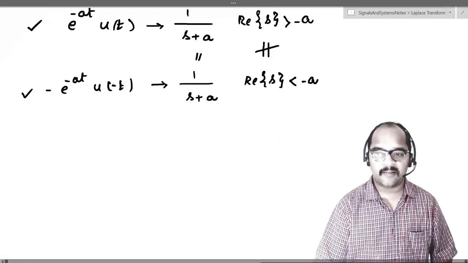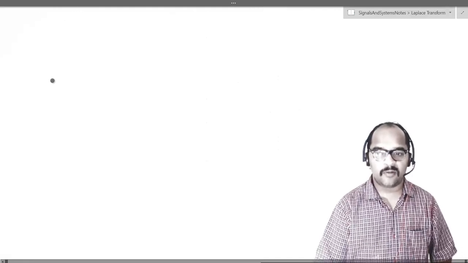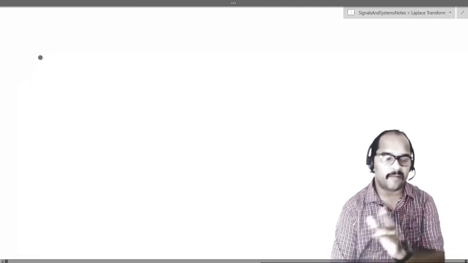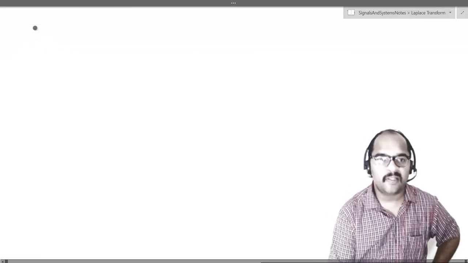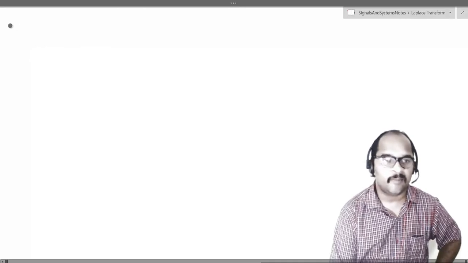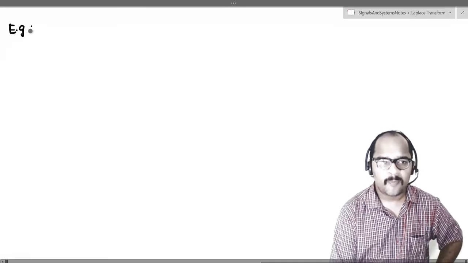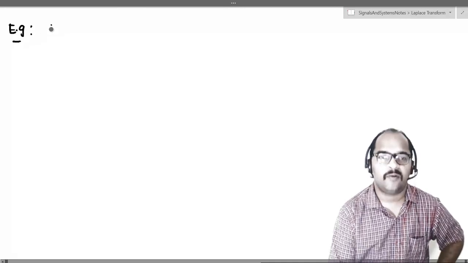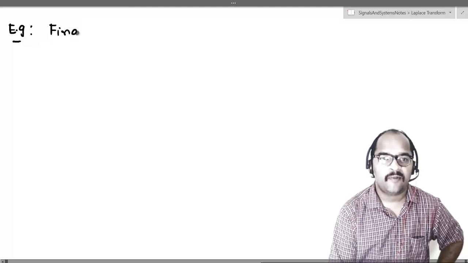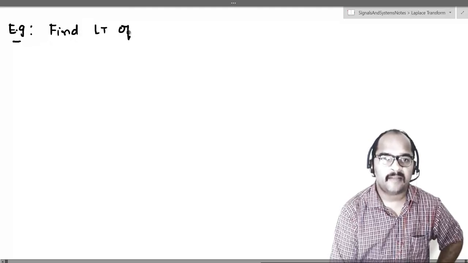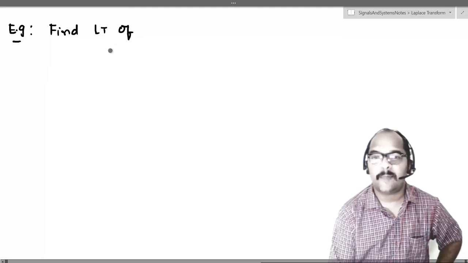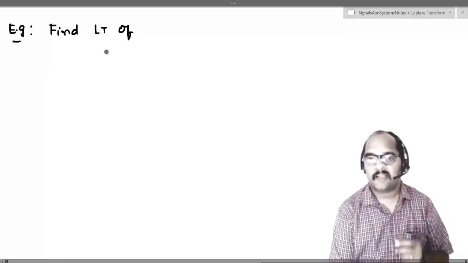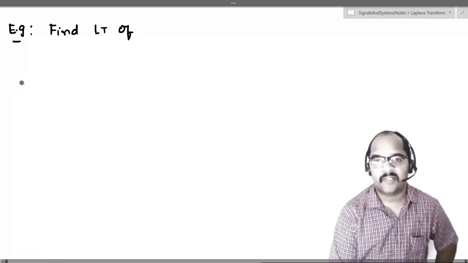So let us conclude this first lecture on Laplace transform with examples related to the summary, so that you are okay with it. Let's say, find the Laplace transform of the following. Once I say Laplace transform, not only the equation, you have to give the region of convergence also.